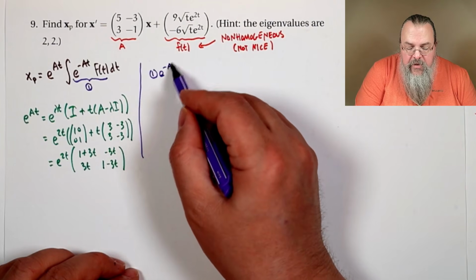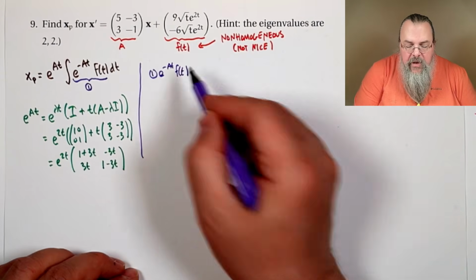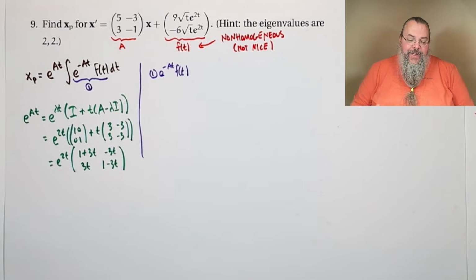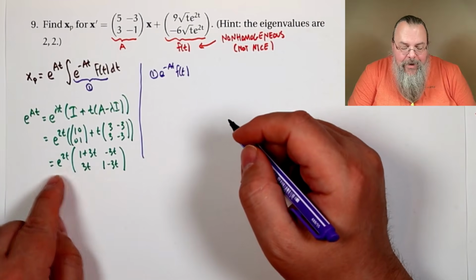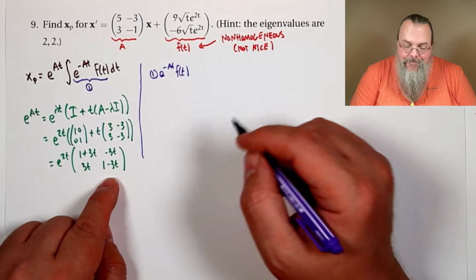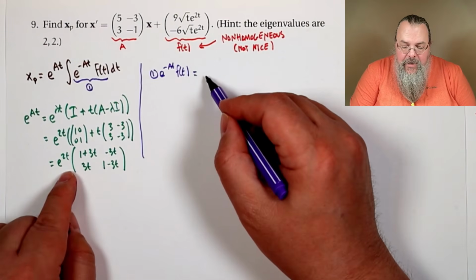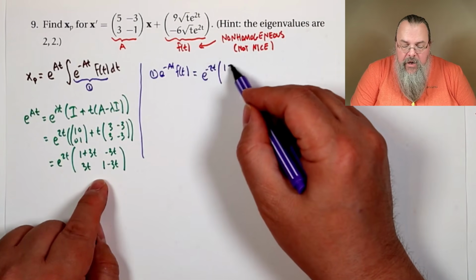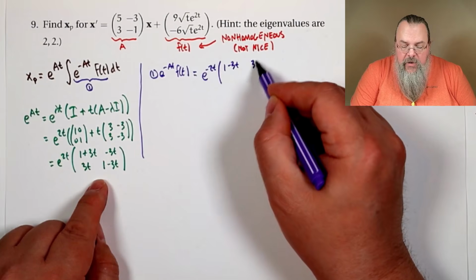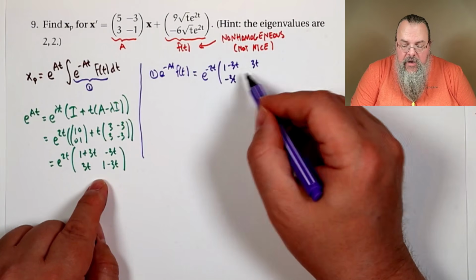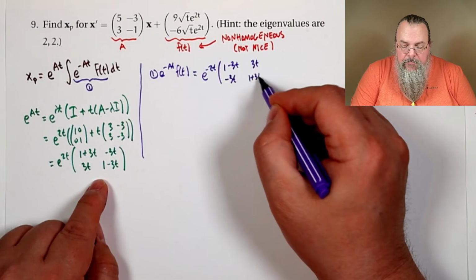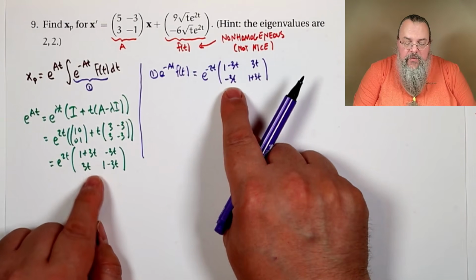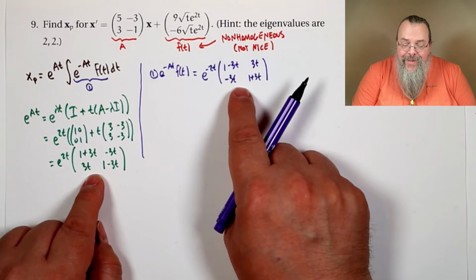E to the minus At times f of t. Now, how do you find e to the minus At? The answer is everywhere where you see a t, put a minus t. So we get e to the minus 2t, 1 minus 3t, 3t, minus 3t, 1 plus 3t. Okay, so this is everywhere where we had t before, put a minus t.